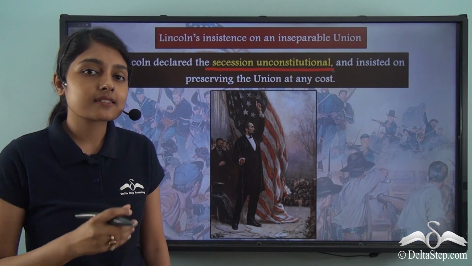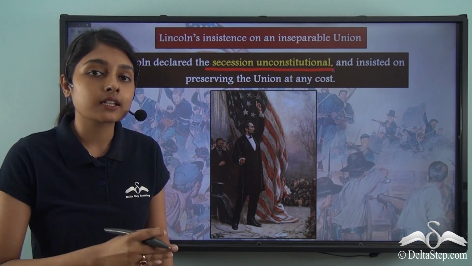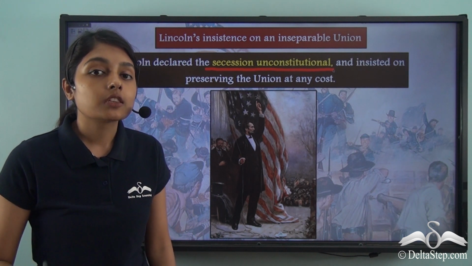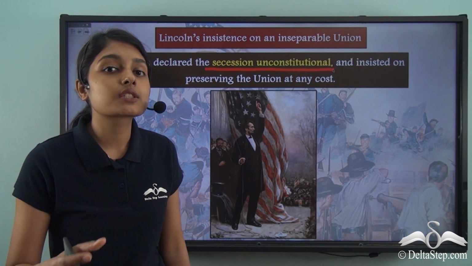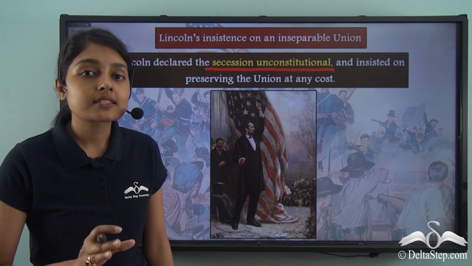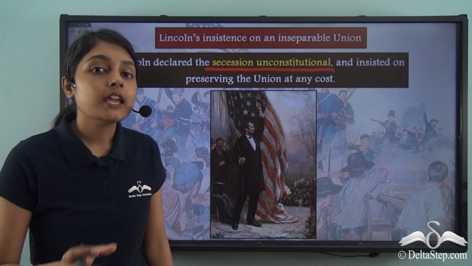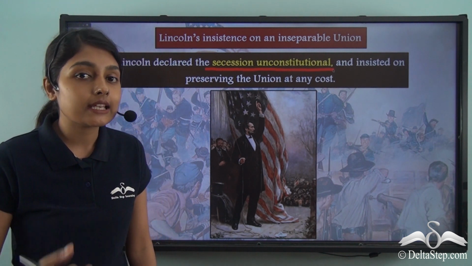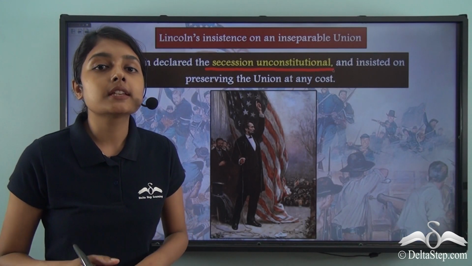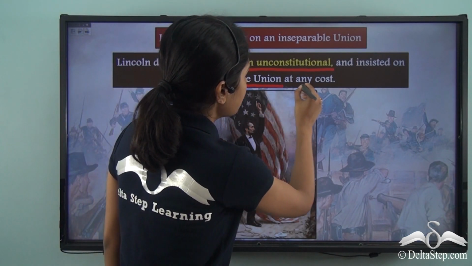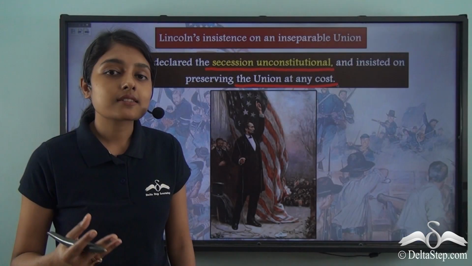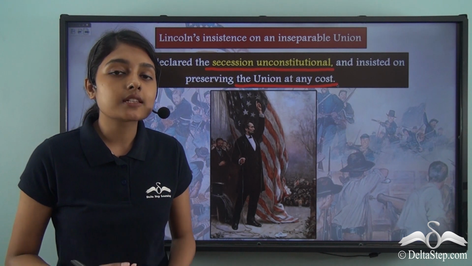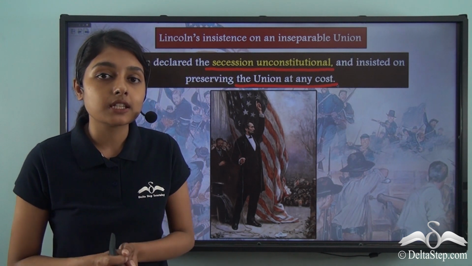He said that this secession was illegal and unconstitutional because the Constitution did not grant the independence of the Confederate States of America, which we can also call the CSA. The CSA was not an independent nation, which is why the secession was declared unconstitutional and illegal. Now Abraham Lincoln tried his best to preserve the Union at any cost. That is to say, he wanted to keep the northern and the southern states together so that the United States of America remained a united nation.